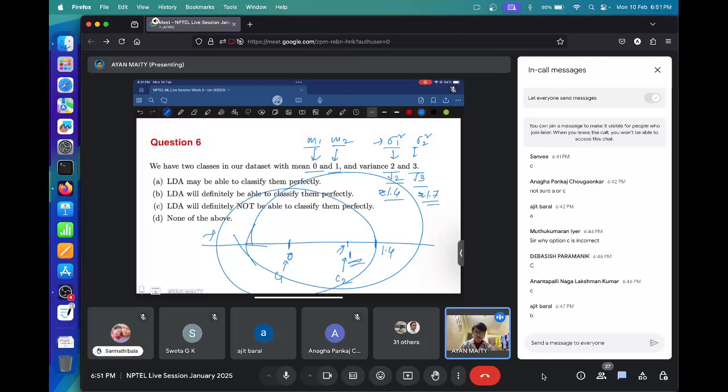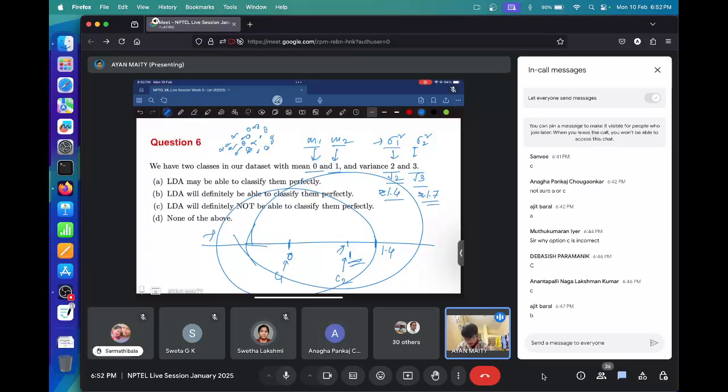How about logistic regression? Whether it can classify? No, the points are certainly overlapping. So linear decision boundaries cannot classify them. For example, let's say these are points of one class and these are points of another class.